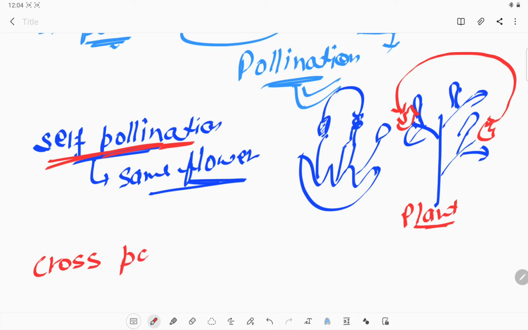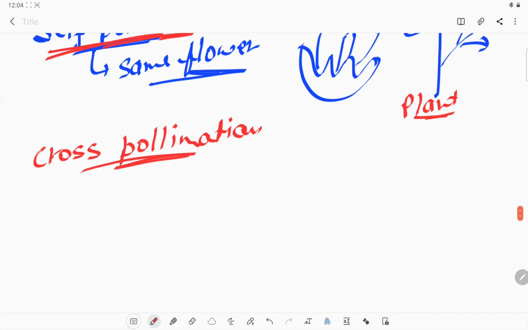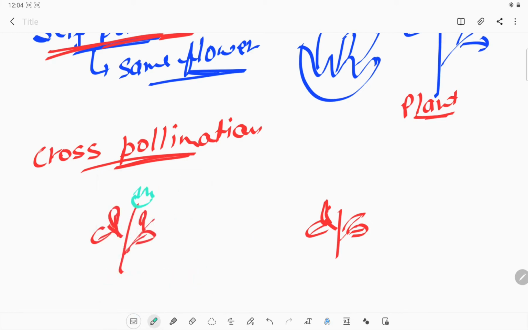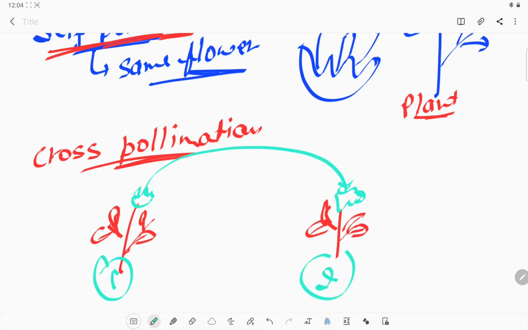Cross pollination means we are taking the pollen grain from one plant to another plant. So this is one plant, and the pollen grain from this plant goes to another plant, then it is known as cross pollination. So here is the flower, and this is another flower. Here the pollen grain from plant 1 gets to plant 2. If the pollen grain from one plant lands on the stigma of another plant, it is known as cross pollination.